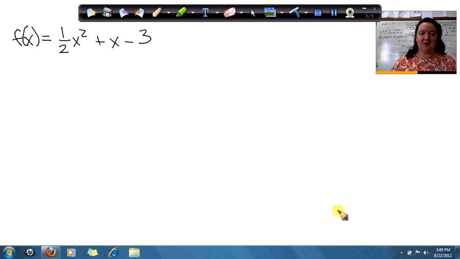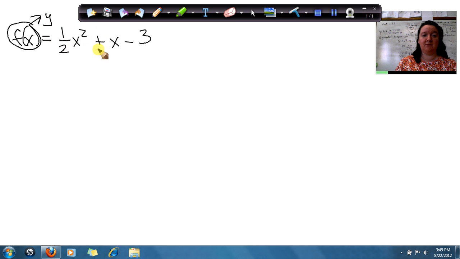Hello, this afternoon we're going to look at page 6, question number 30, and it has f of x equals 1/2 x squared plus x minus 3. Now if you look at this, remember that f of x is just a fancy way of saying y. It's a name for a function. So we have y equals 1/2 x squared plus x minus 3. So the first thing we need to figure out is what is our vertex and line of symmetry.